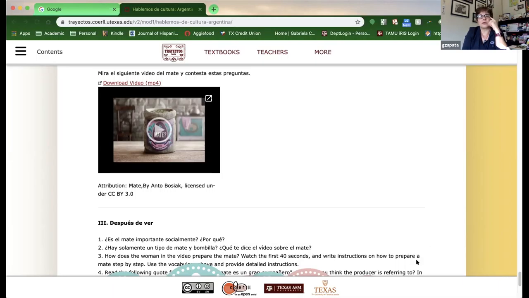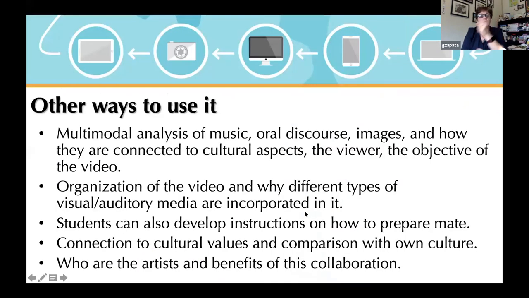One of the things that you can do, for example, is to have a multimodal analysis of the music, oral discourse, images, and how these are connected to cultural aspects, who the viewers are, the objective of the video, what the video is trying to convey. Then you can talk about the organization of the video and why different types of visual and auditory media are incorporated in it. You can create a connection to the cultural values that are presented in the video, and you can ask students to compare those values to their own culture.